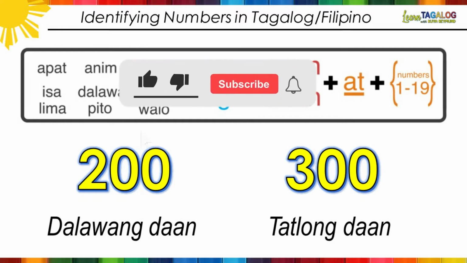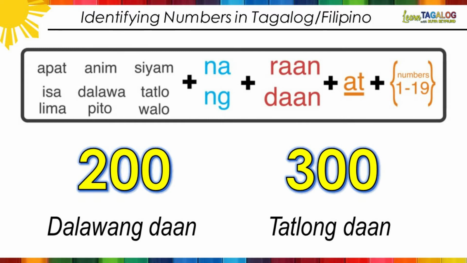For 300, that's tatlong daan. Tatlo is 3, and daan is 100. You added the connector ng. You will be using raan for apat, anim, siyam. So, apat na raan, anim na raan, siyam na raan. For isa, dalawa, tatlo, lima, pito, and walo, you will be using the connector ng and the word daan. So, that would be isang daan, dalawang daan, tatlong daan, limang daan, pitong daan, walong daan.